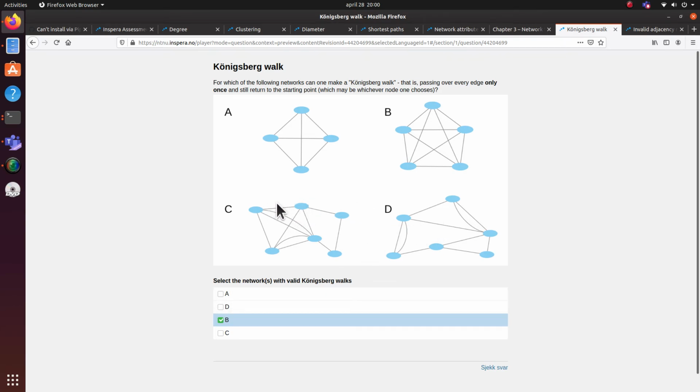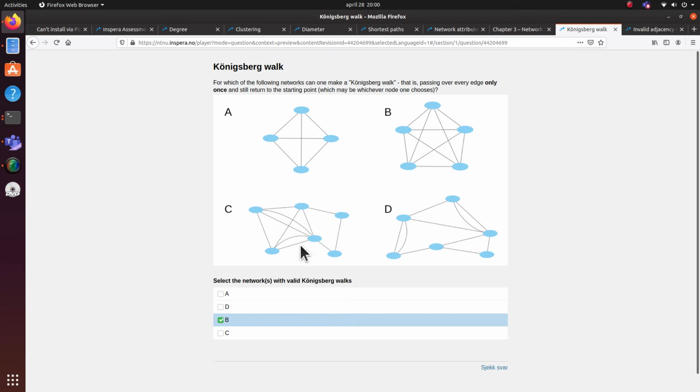Okay, let's look at C. Same criteria here. Now here it's a lot harder to just trace one out by hand, at least if you're not sure if one exists. But again, the trick is just to count the degree for each node. So this first one here is 4, so that one is fine. This one here is also 4, so also fine. This one here is 1, 2, 3, 4, also fine.